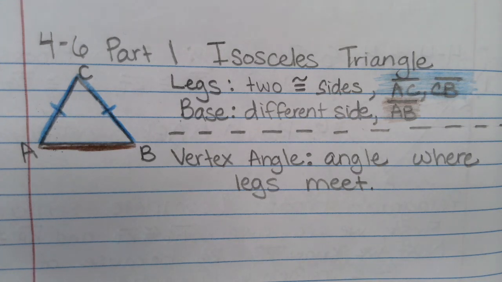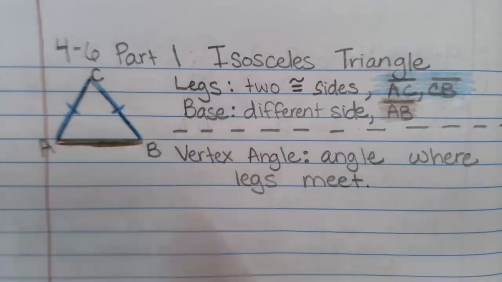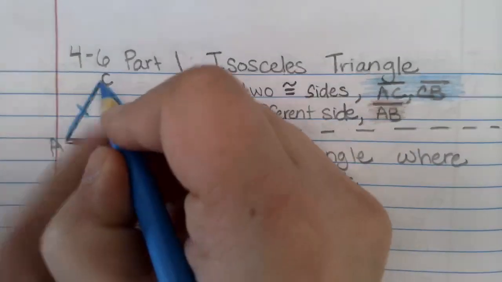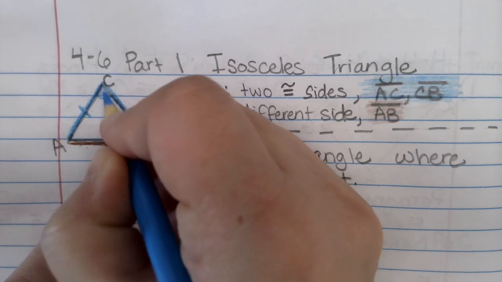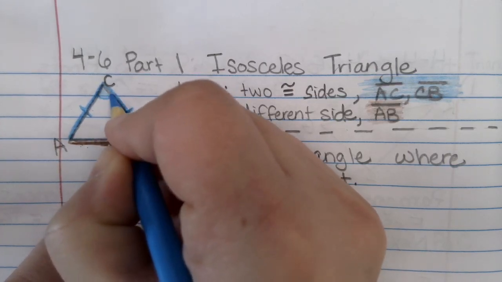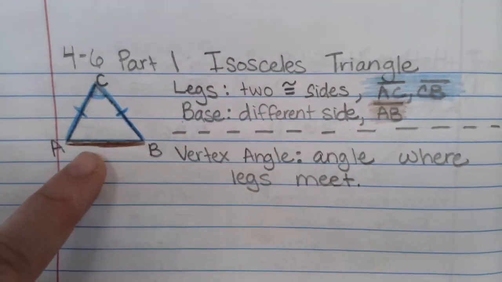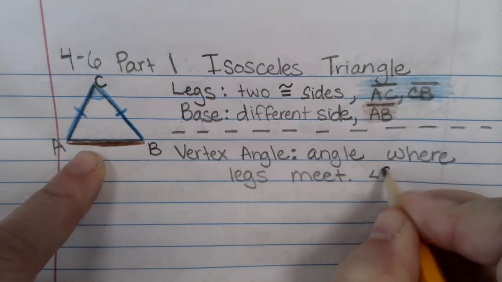All right, and then this one, where is the angle that the legs meet, where they come together? Is it angle A, angle B, or angle C? Good. Angle C is where those two legs come together. It happens that the vertex in this one is at the top of our triangle because of the way we drew it. But it won't always be at the top. It's just wherever those two congruent sides come together. So our vertex angle is angle C.